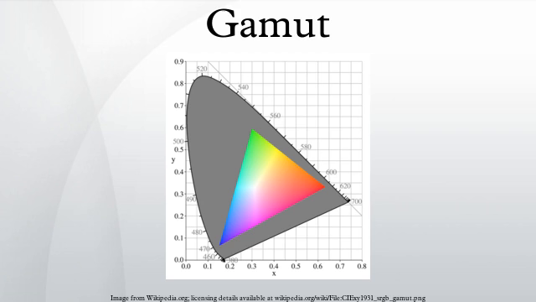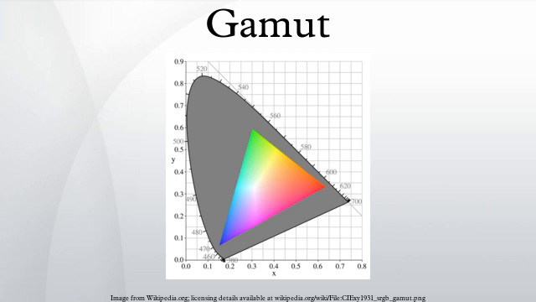In color reproduction, including computer graphics and photography, the gamut, or color gamut, is a certain complete subset of colors. The most common usage refers to the subset of colors which can be accurately represented in a given circumstance, such as within a given color space or by a certain output device.